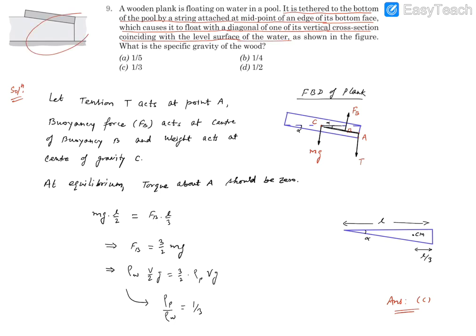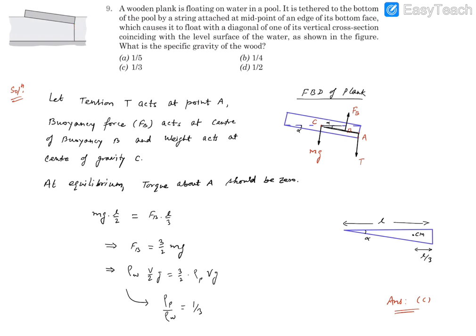And this is shown in this figure. We need to find the specific gravity of the wood. So we need to understand the language of this question. It's a good one. So it says this is, let's say, the pool of water, and on this water, this is the wooden plank which is floating, and the thread is here that can be seen clearly.